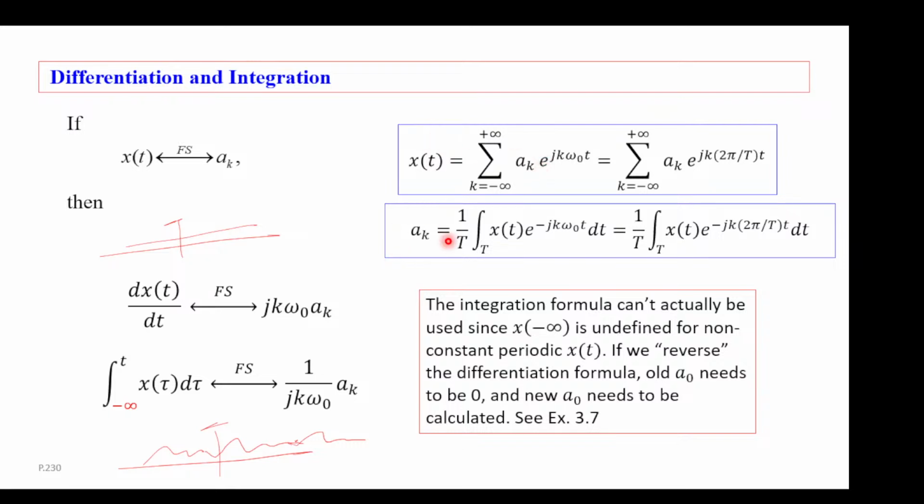And if we want to know the a_k, then we can use this analysis equation to calculate a_k from x of t. We multiply x of t by e to the minus j k omega naught t, then integrate over one period and take the average, and that gives us a_k. So we can transform back and forth between x of t and a_k. Obviously there are some convergence issues, but our functions are usually nice enough that we don't have too much convergence issue.